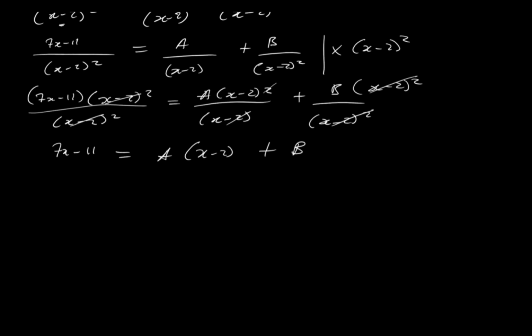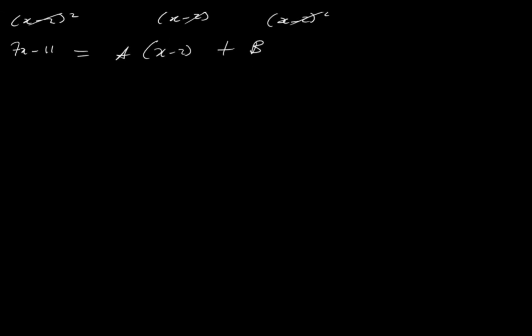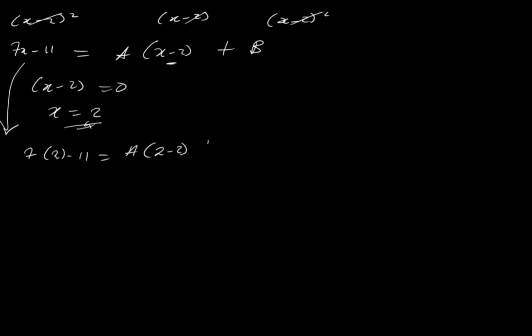Alright, so after that, all you have to do now is to get the factor that you have, so x minus 2, and equate it to 0, and solve for x. So x is equal to what? Yes, 2. So you plug 2 in the expression. You have 7 times 2 minus 11 is equal to a times 2 minus 2 plus b. We know this is going to give us a 0. So 7 times 2, that is 14 minus 11 is equal to b. So b is equal to what? Yes, wonderful, 3.